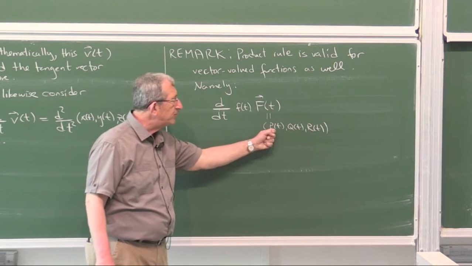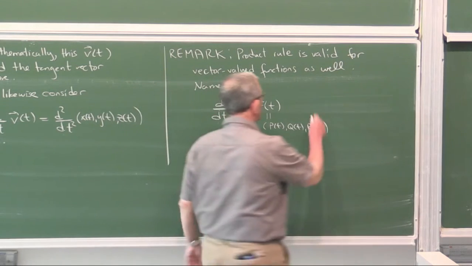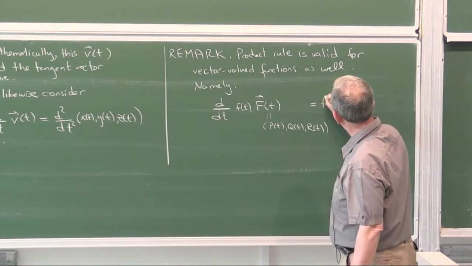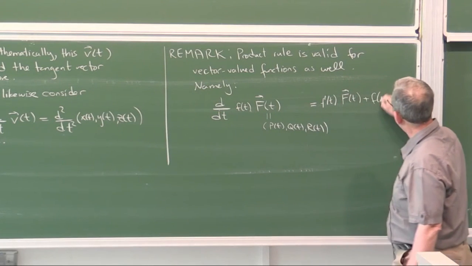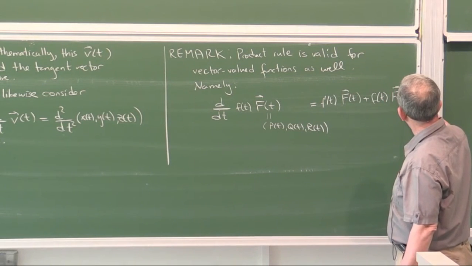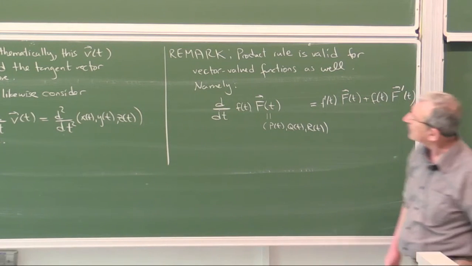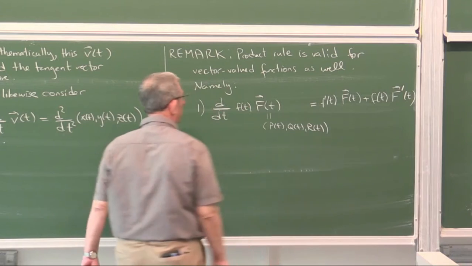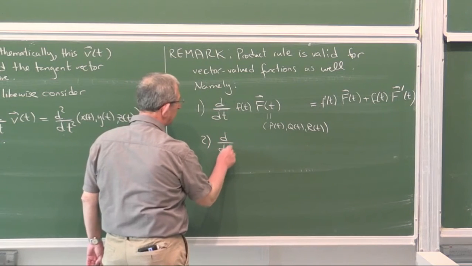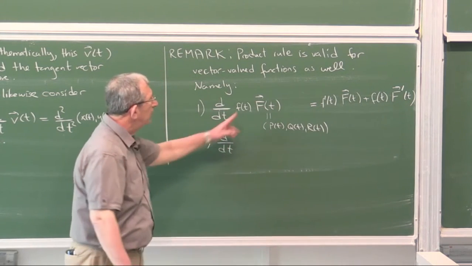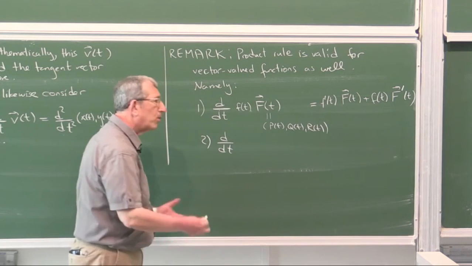You multiply them first. This is scalar, this is a vector, and then take the derivatives. Of course, what you have is the derivative of f times f of t plus f of t times the derivative of the vector valued function, if you multiply it with a scalar. But the same argument is valid if you multiply two vector valued functions. That means, of course, as a dot product or cross product.